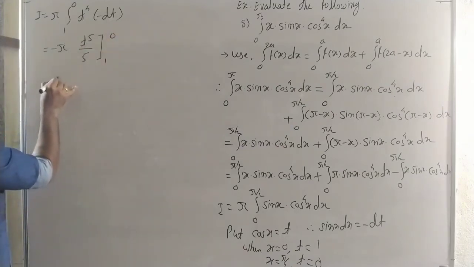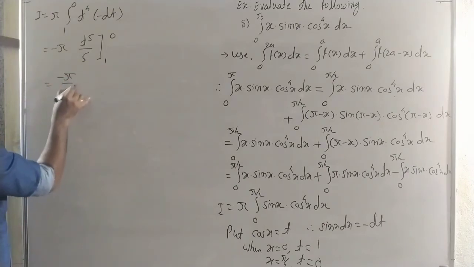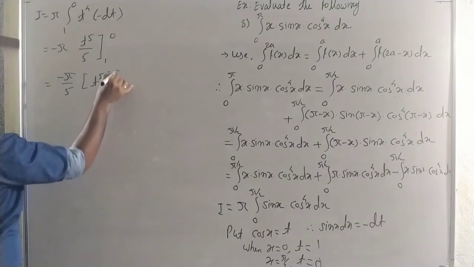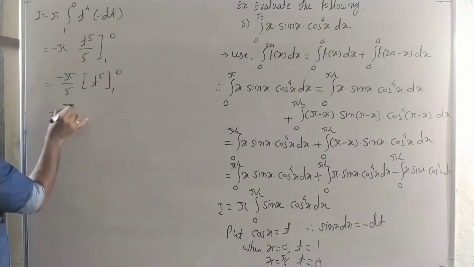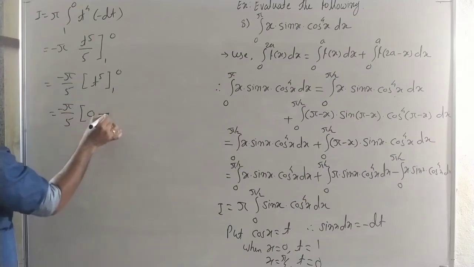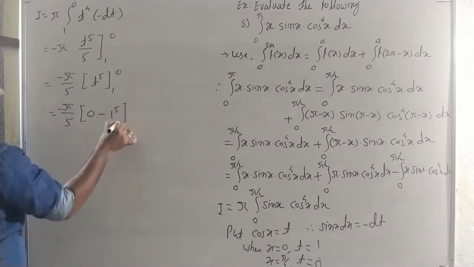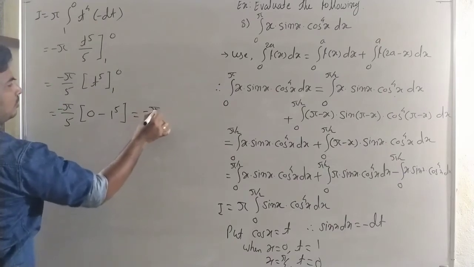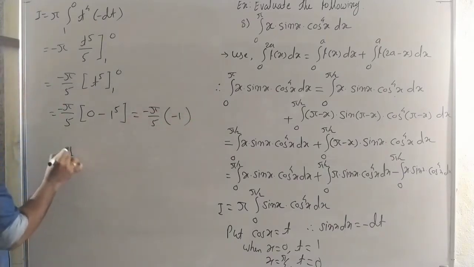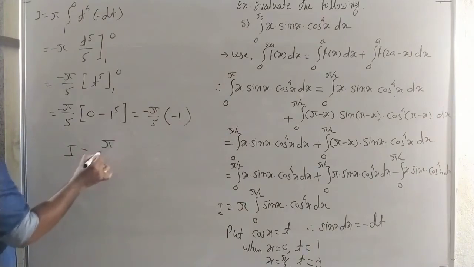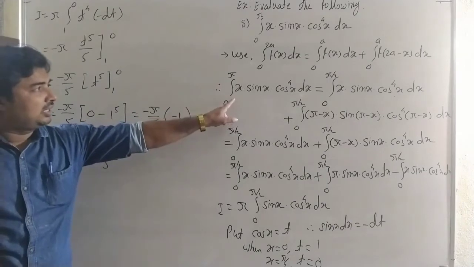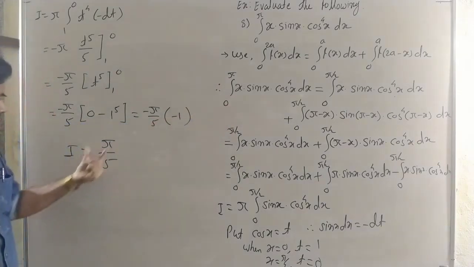Now here it is minus pi by 5, a constant, times t to the power 5 from 1 to 0. Now upper limit minus lower limit: 0 minus 1 to the power 5, then it is minus pi by 5 into minus 1, and therefore the final answer is pi by 5. So the original integral is pi by 5.